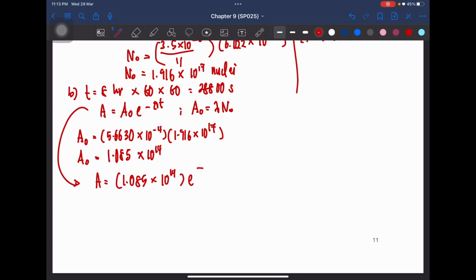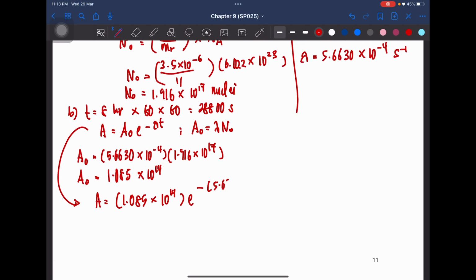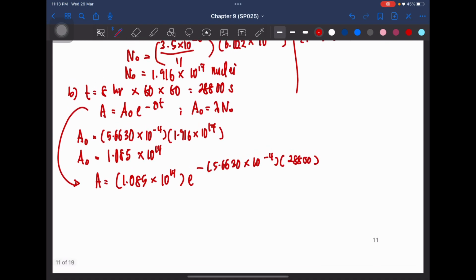E negative lambda is 5.6630 negative 4. T is 28800. So 1.085 14. Tapi in exam nanti dia ada range of acceptable answers juga. So dia tidak salah pun, cuma terlampau round off lah tu. Macam tu lah. Okay, but this one is better.